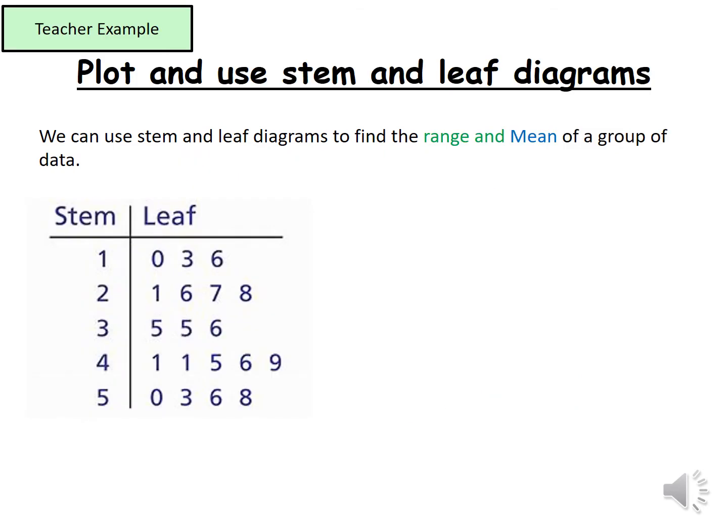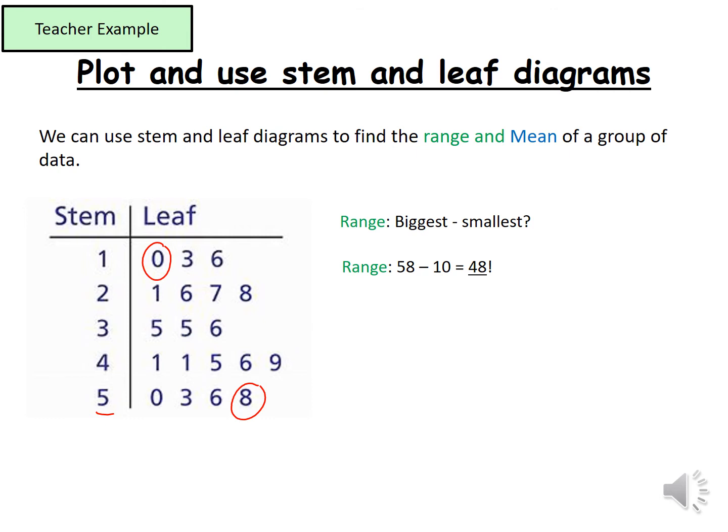Okay, so I'm given a stem and leaf diagram which I need to use to find the range and mean. Let's start with the range. Again, range is the difference between the highest and smallest values, so biggest take away smallest. I can see from the stem and leaf diagram that my biggest number is over here, which if I read it correctly is 58, and my smallest number is over here, which again, if I read correctly, is 10. So 58 take away 10 will give me my range. So my range for this stem and leaf diagram is 48.